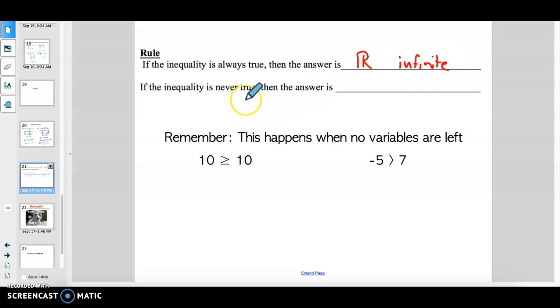If the inequality is never true, then the answer is no solution. I guess I forgot to mention the fancy way to write no solution is that circle with a line through it. So remember, this happens when there are no variables left. So this was our infinite solutions or all real numbers, and then this one was our no solution. So why don't you guys go practice this and check out your special cases.